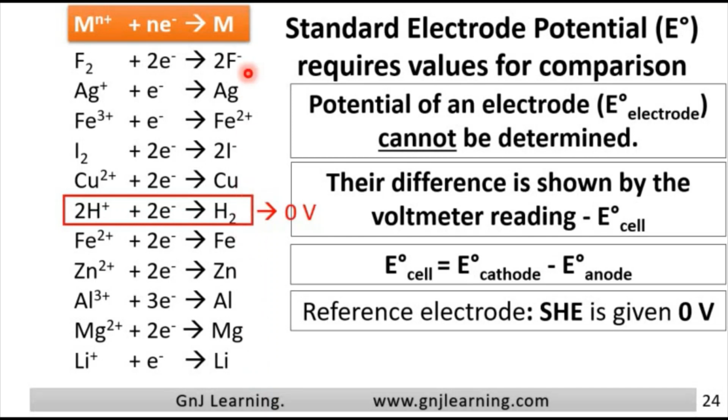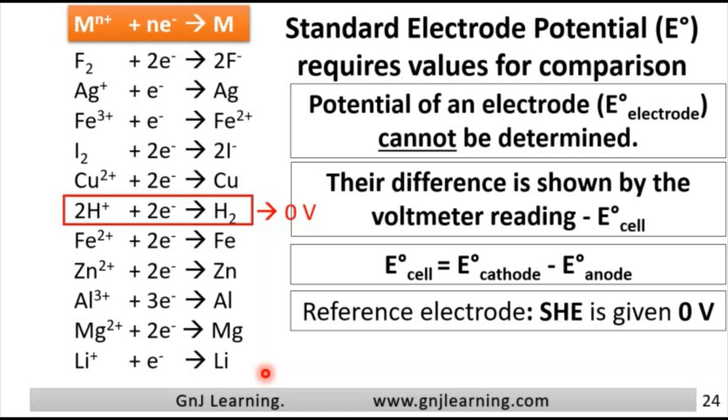So the electrodes above it should have a value greater than 0 and below it must have a value less than 0, isn't it? Because as we go up, electrode potential increases. That means the value of this electrode must be higher than 0, positive values, and the value of this electrode that is below SHE must be a negative value.